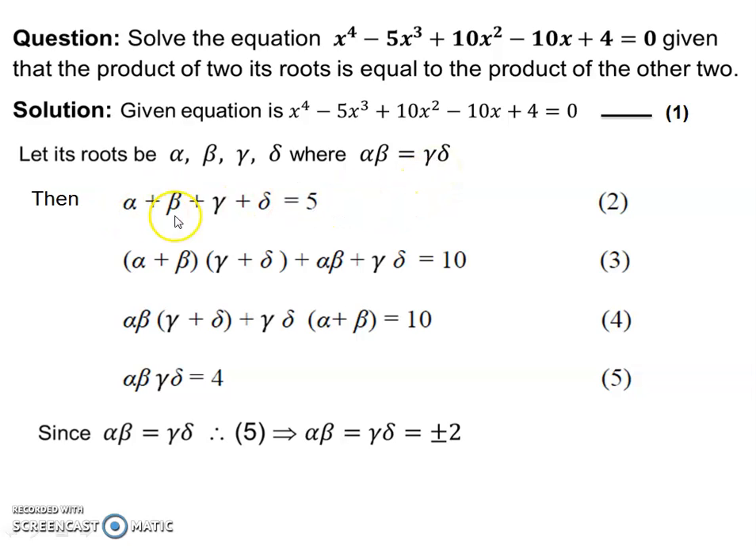So again, writing all the relations between roots and coefficients, I am left with: sum of roots is 5, sum of roots taken 2 at a time is 10, sum of roots taken 3 at a time is also 10, and the product of roots is 4. And since the product of two of the roots is equal to the product of the other two, I can write gamma delta as again alpha beta. So the square is 4. Taking square root, the value is plus minus 2.